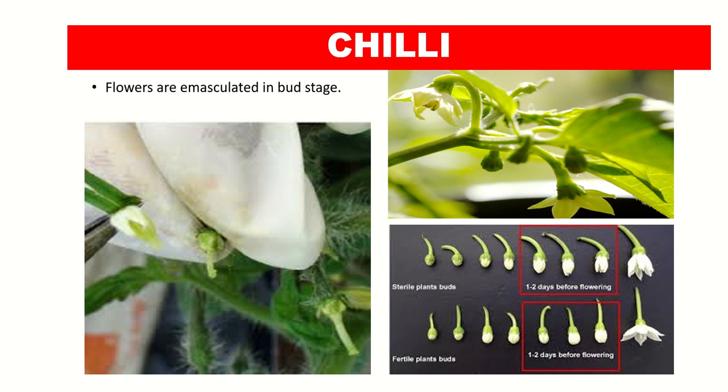So coming to the first one, we have chilies. In chilies, it is considered a self-pollinated crop plant, while it is not highly self-pollinated, so you can expect some amount of cross-pollination also. As a general phenomenon in self-pollinated crop plants, we have hermaphrodite flowers. In hermaphrodite flowers, staminate and pistillate parts are both present in a single flower. That means androecium and gynoecium are present in the single flower.